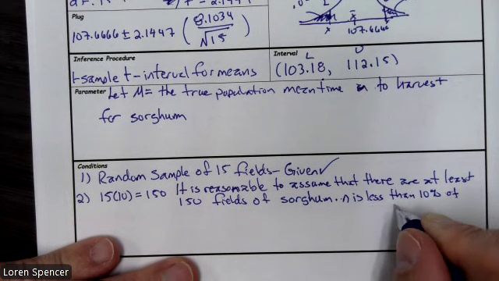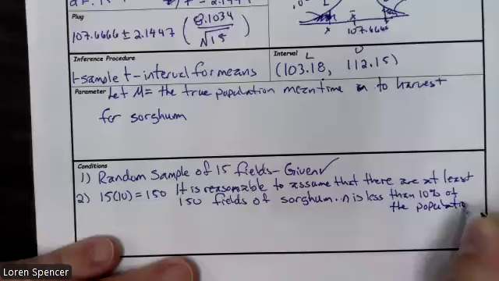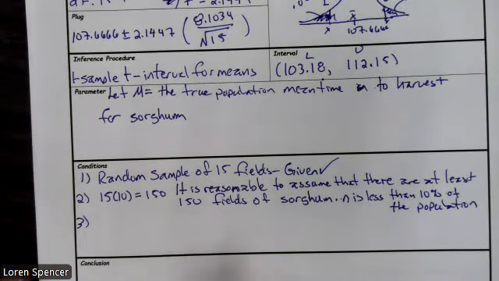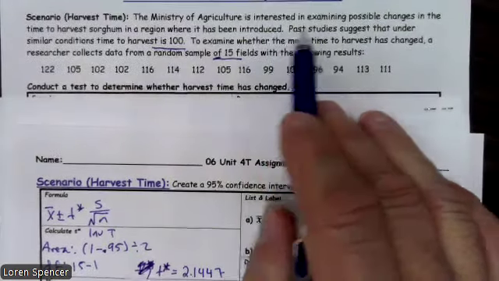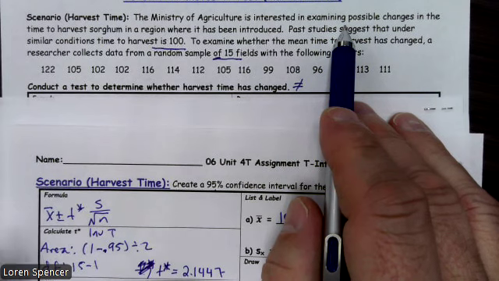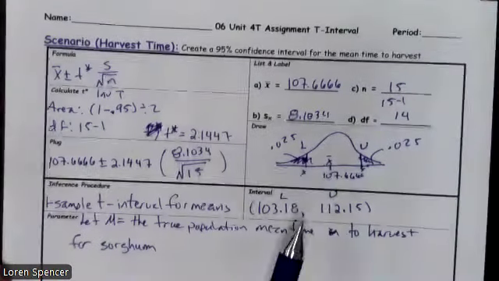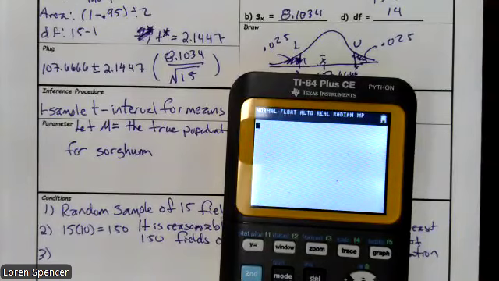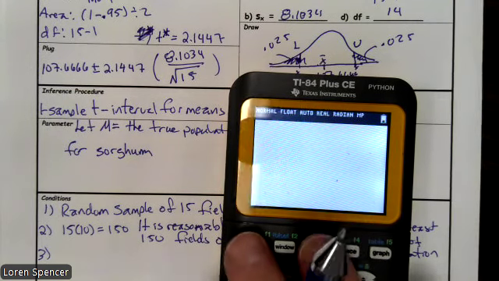I'm going to run out of room, so I'm going to scoot this over here. All right. The next thing, normality. Well, they could have told us it was normal, but they didn't say that harvest time was normally distributed. Since we don't know, and our sample size is not 30 or more, we're going to have to test it. So we're going to have to enter our data and then draw a box plot of it and look for outliers and skewness.